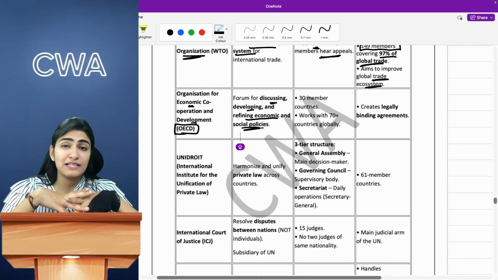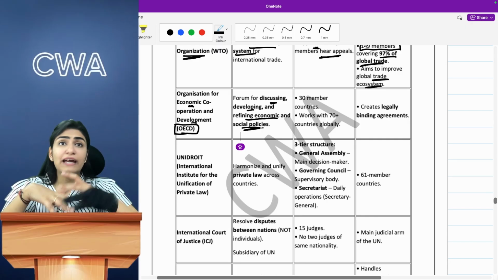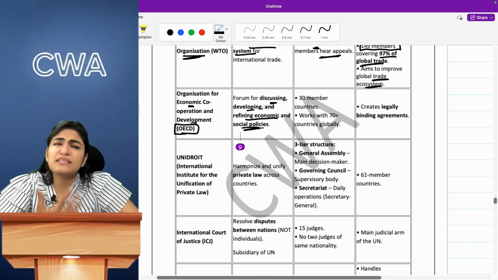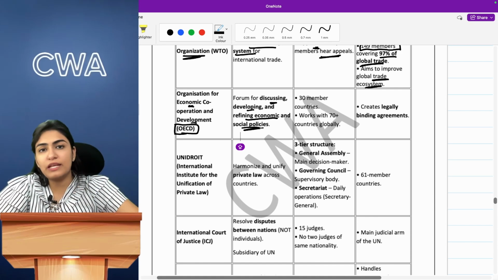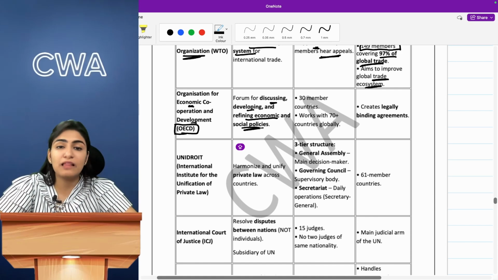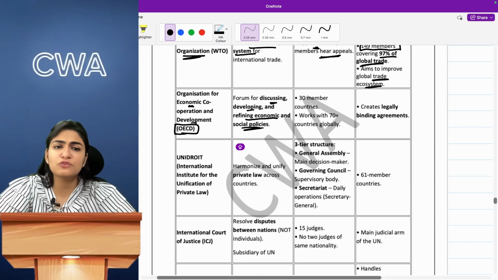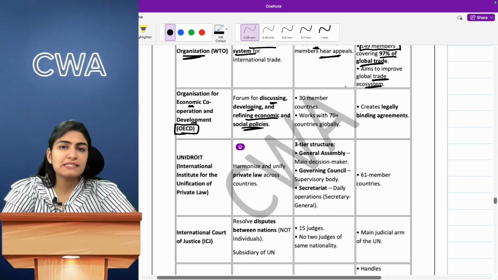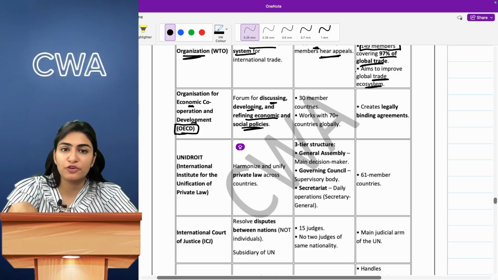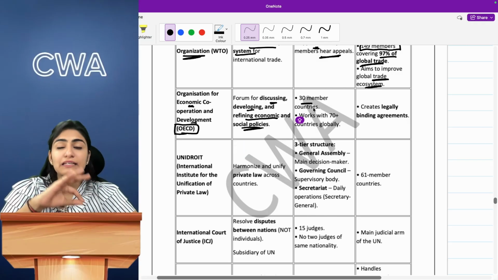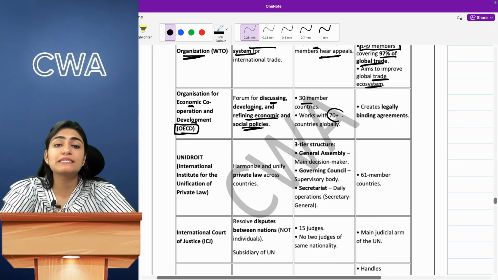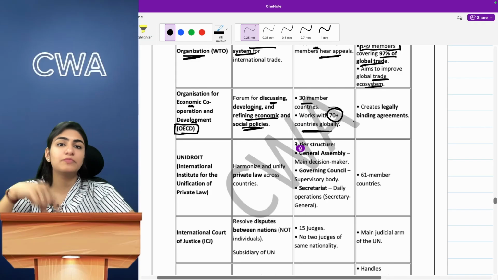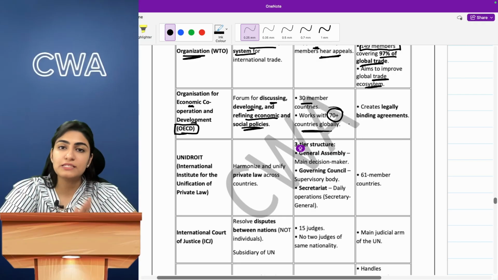What are the issues that these people are facing? What can be the changes that can happen in the policies? Basically a forum, a place where business people can help each other and give advice, but majorly a discussion forum. It has 30 member countries and works with 70 plus countries globally. So member countries are 30 but it works with more than 70 countries.